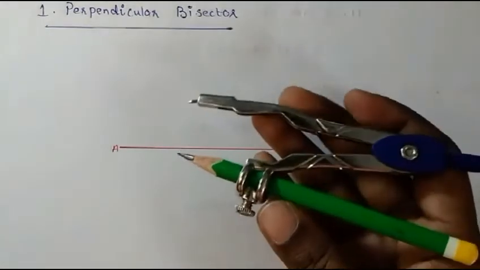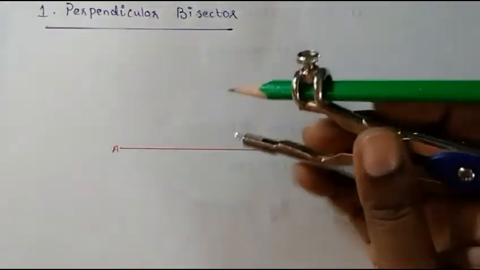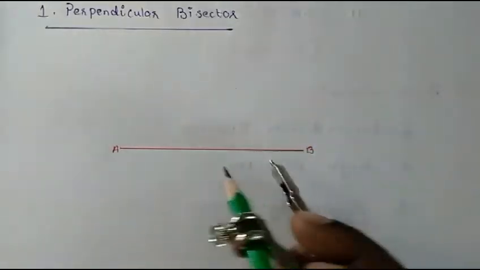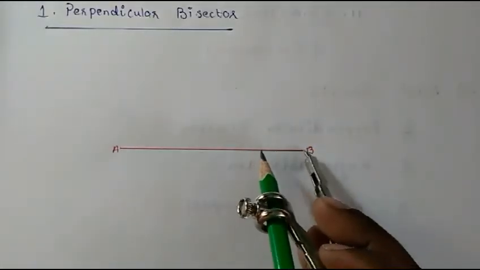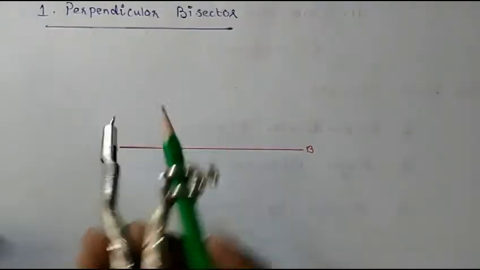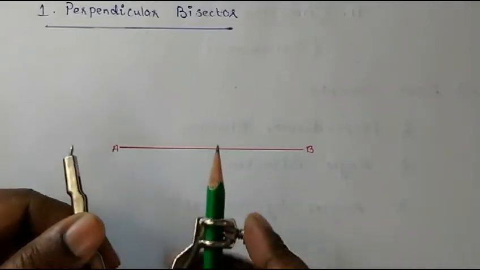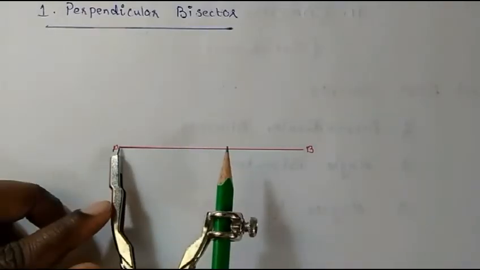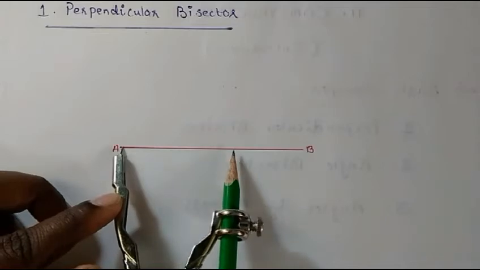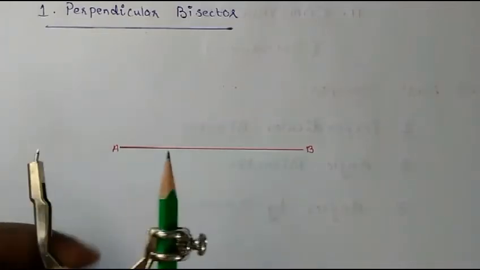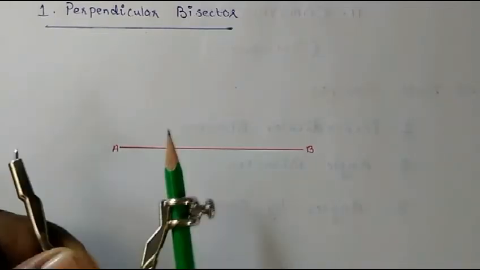Take the compass and the pencil. Then what you have to do is measure this line more than half. Okay, more than half. So open it. More than half you measure. See, this is more than half of this line, or you can take a little more.